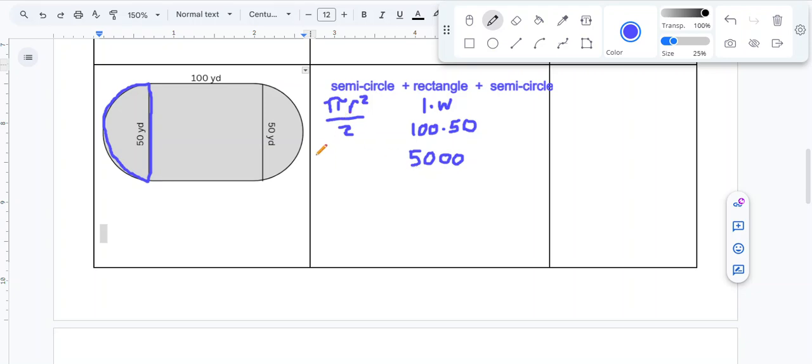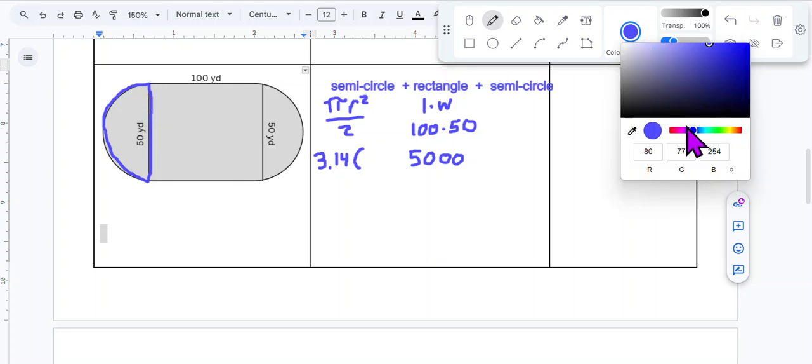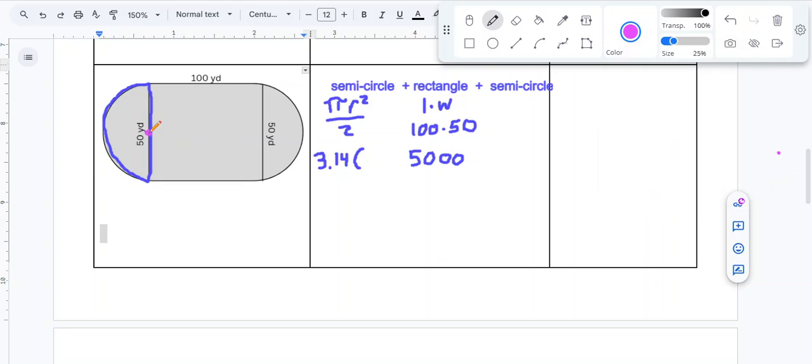So let's do that. So pi, I'm going to use 3.14 for pi, just so we don't get a crazy decimal. Radius is halfway through the shape, right? So this whole shape, the whole diameter is 50. I'm looking for halfway through that. Let's change colors here so I can show it. I'm looking for half of this shape, half of that number. So that would be 25.